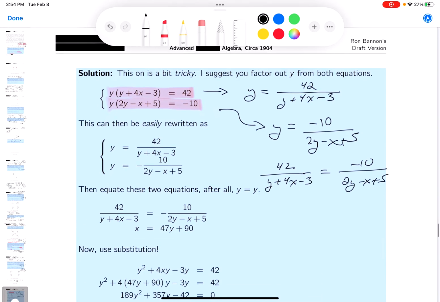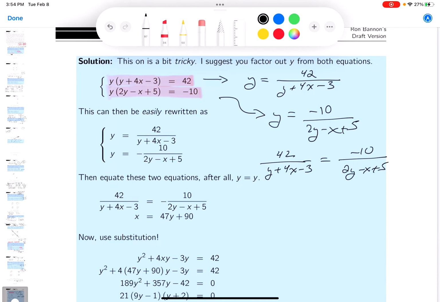Then what would you do? I would say clear the fraction. All right, clear the fraction. And if you clear the fraction, what I mean by that is, you'd get 42 times 2 is 84y. Let's see, minus 42x plus, 5 times 42 is 210, right? Let me see if I did that right. 210 equals minus 10y minus 40x.